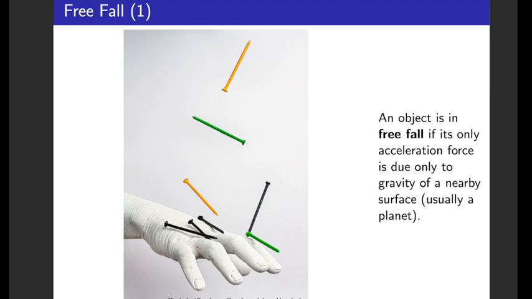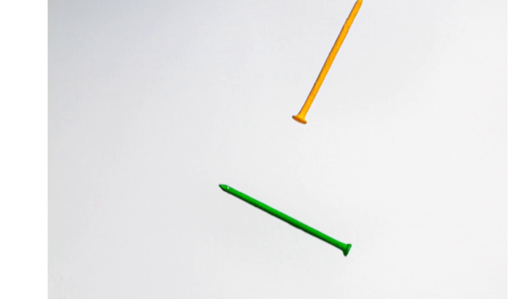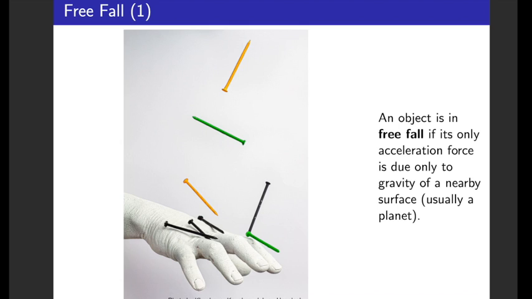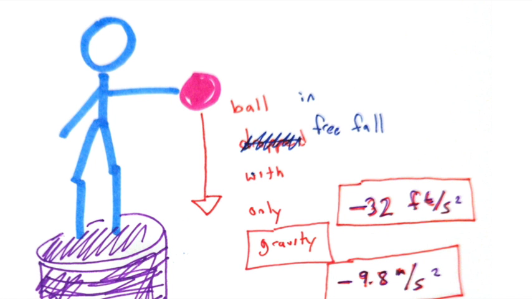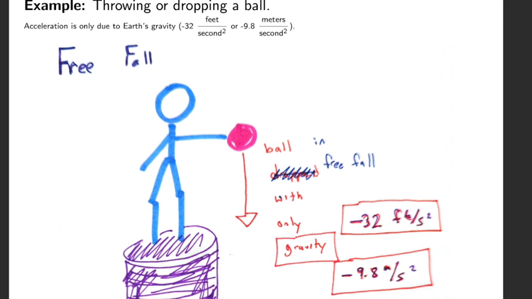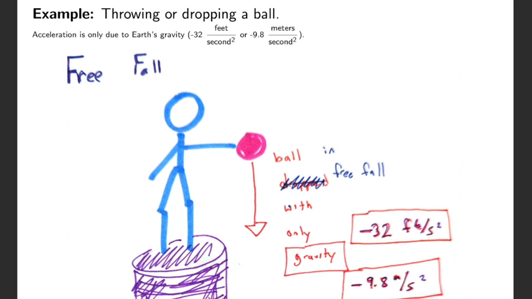A special type of motion is called free fall. An object is in free fall if the only force influencing its acceleration is the gravitational pull of a nearby surface, usually a planet. One example occurs when we throw or drop a ball. It is usually the case that the ball's acceleration is only due to the force of gravity from the Earth. The strength of this force is often given as -32 feet per second squared, or -9.8 meters per second squared.